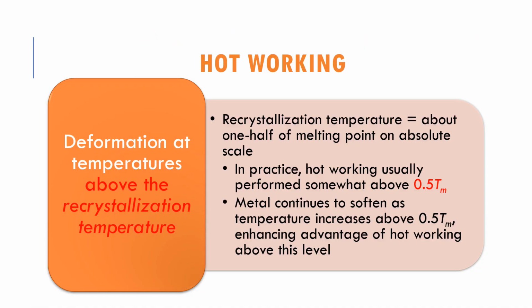So for hot working, the deformation temperature will be above the recrystallization temperature of the work material. This is about half of the melting temperature, so we can calculate it using the equation 0.5 times the melting temperature Tm of the work material. The metal will continue to soften as the temperature increases above 0.5 Tm, and this enhances the advantage of hot working above this level.